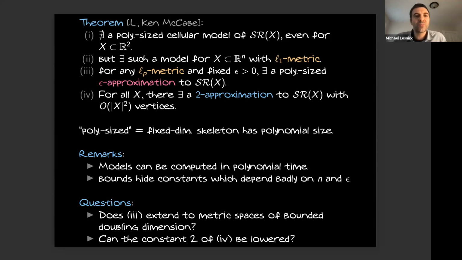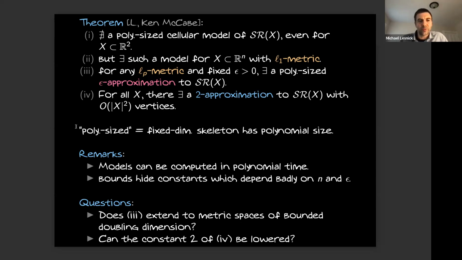Okay. So not only is subdivision RIPS exponentially sized, but any model of it is in that level of generality. But there's good news. So number 2 is that there does exist a polynomially sized cellular model of subdivision RIPS for X in any Euclidean space with the L1 metric. Okay. And for any LP metric and fixed epsilon greater than 0, there exists a polynomially sized epsilon approximation to subdivision RIPS. Okay, where epsilon approximation is approximation in the interleaving distance.